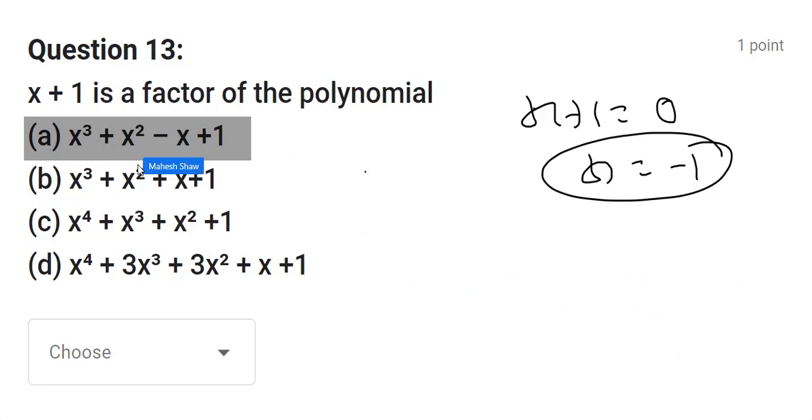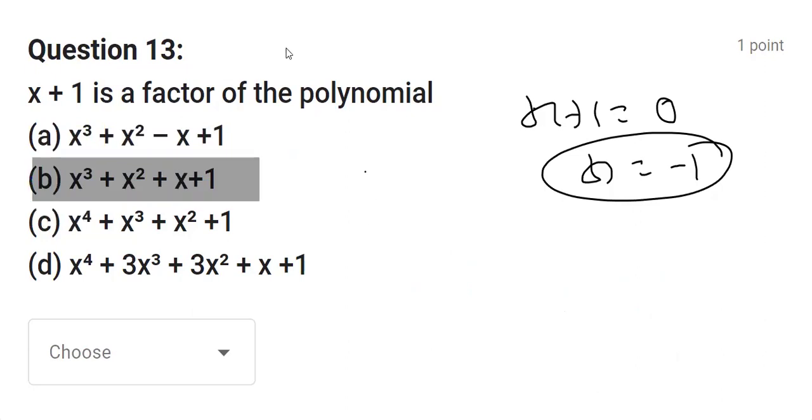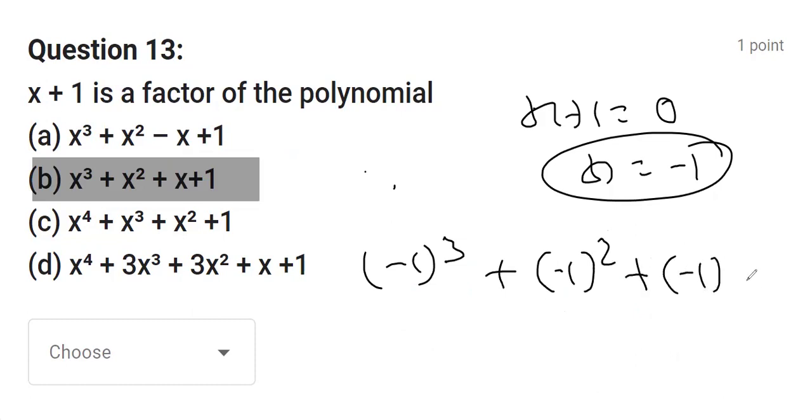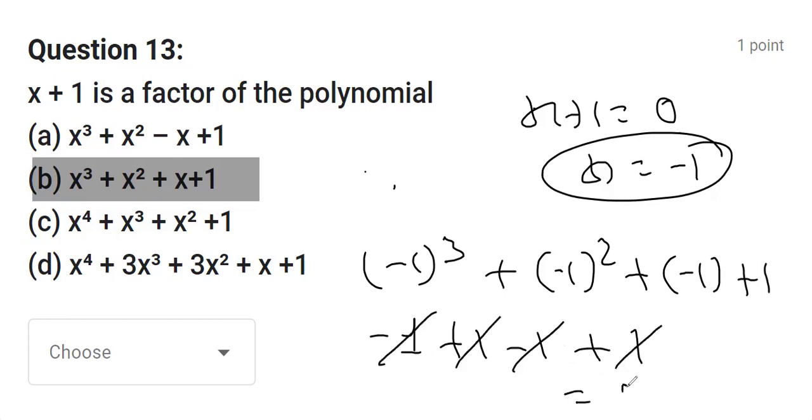Now coming to the next part, let's check for this one. Here also we are going to do it in the same manner. I'm going to replace x with minus 1. So it's minus 1 cube plus minus 1 square plus minus 1 and plus 1. Minus 1 cube, an odd power, so it will be minus 1. Even power, so it will give you plus 1. Plus into minus is minus, and plus 1 copied. This and this is 0, and this and this is 0. Yes, so we got that x plus 1 is a factor of this polynomial. So B is the correct option.